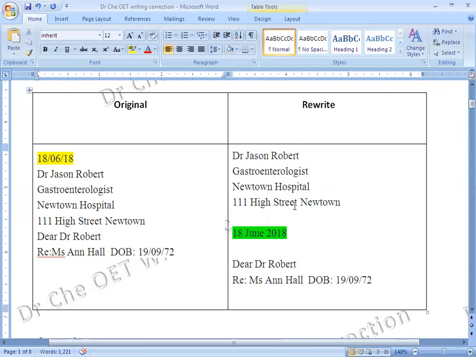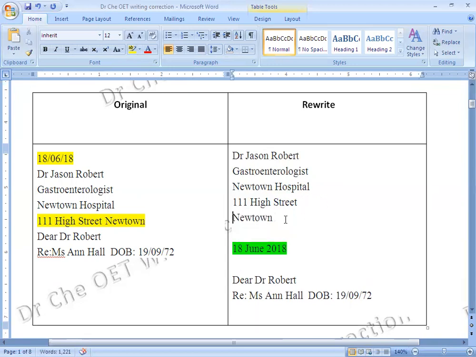Newton Hospital. This one is the name of the city, Newtown. Should it be on a separate line or on the same line? The street, and then the next line is Newtown. Newtown should be on a separate line. Yes, like this.